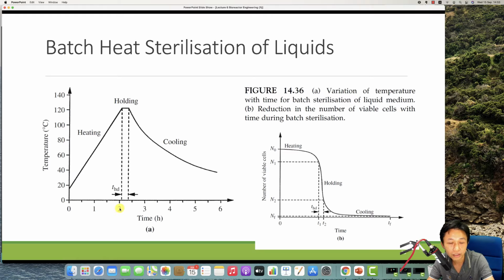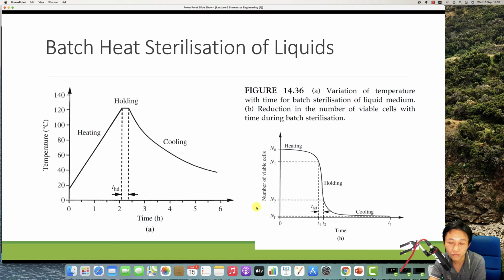This is how they treat liquid. You heat from the starting temperature to basically 121 degrees Celsius, and hold for some period of time. Sometimes you have to apply pressure here as well, because the temperature of the water cannot reach beyond 100, so you have to apply about 15 pounds per square inch of pressure. After that, you let your liquid cool down, and then you use the liquid.